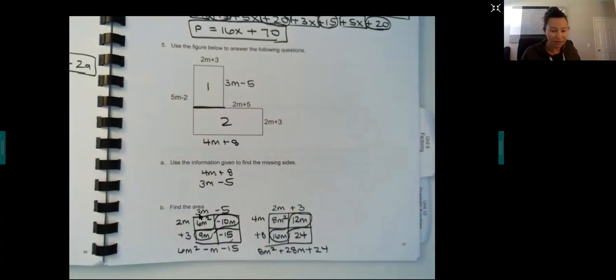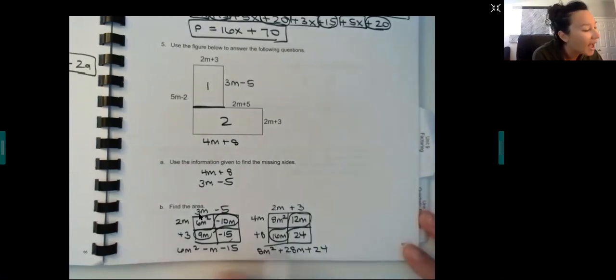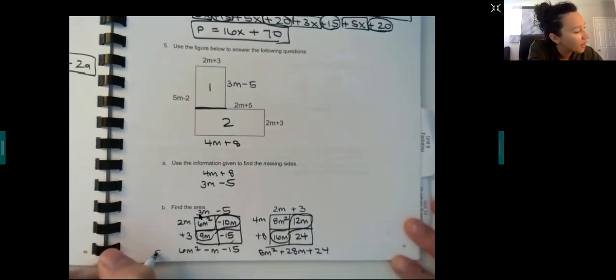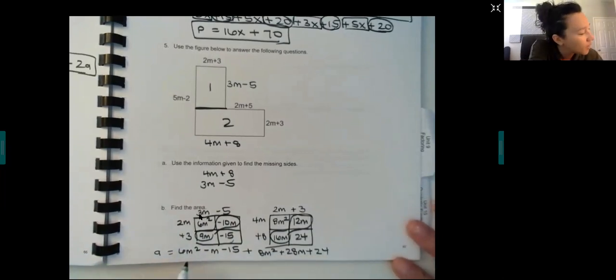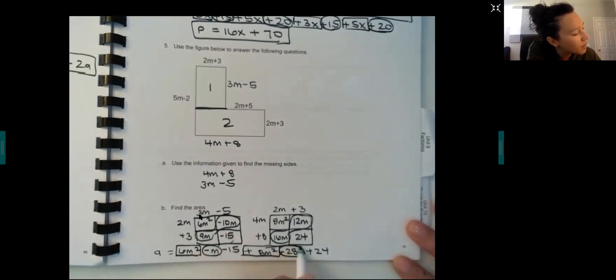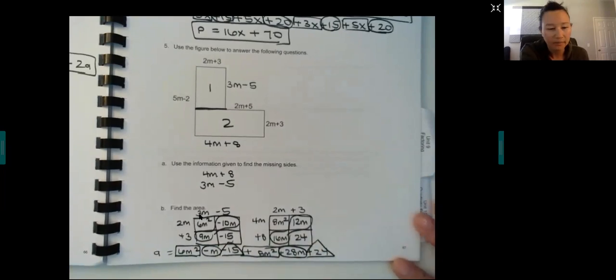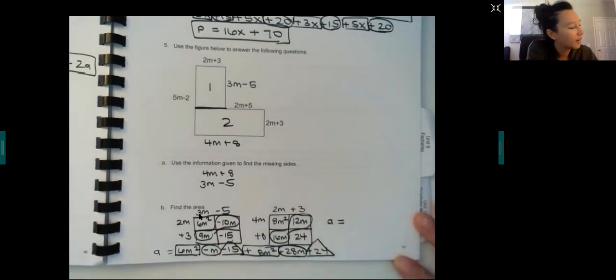Okay, so now we need to figure out the total area. So we need to add up the area of our two rectangles. So the area equals 6m squared minus m minus 15 plus 8m squared plus 28m plus 24. So we just have to add those all up. So we got to identify our like terms. So we can add our m squared and our m squared. We can add our negative m and our positive 28m. And then we can add negative 15 and positive 24. So we just need to combine our like terms.